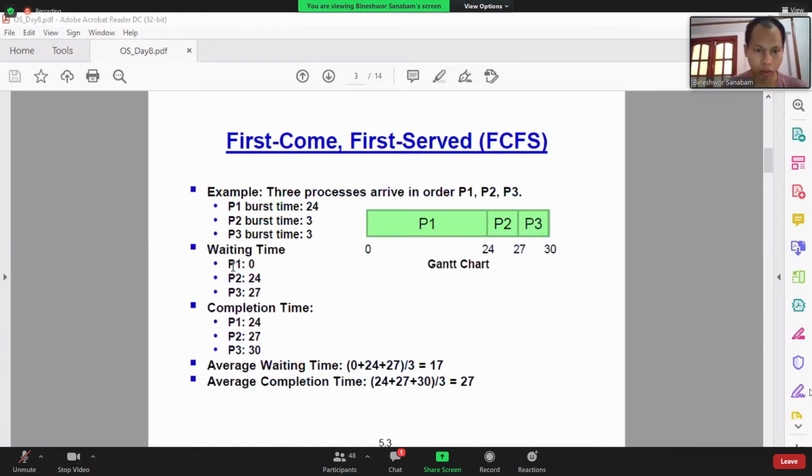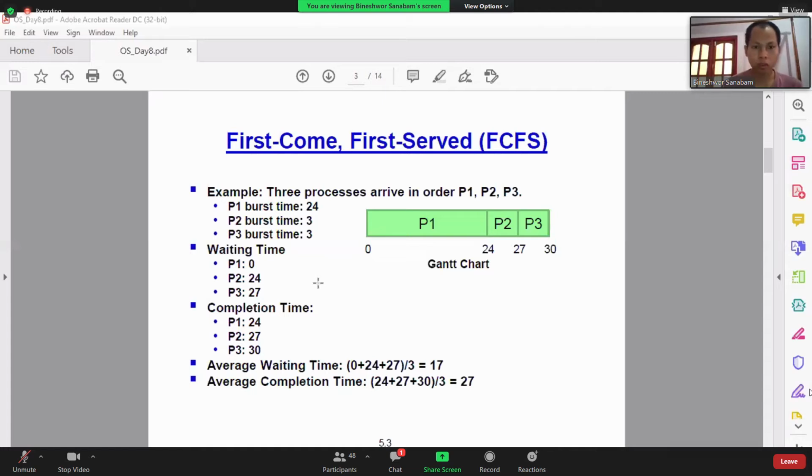So here also we have mentioned it. Waiting time for process P1 is 0, then P2 is 24, P3 is 27. Once we have this, you can even see the completion time. For the first process, it completes at 24 units of time, for the second one it completes at 27, and for the third one it completes at 30. When you have this chart, it's very easy to get your waiting time and completion time from it.